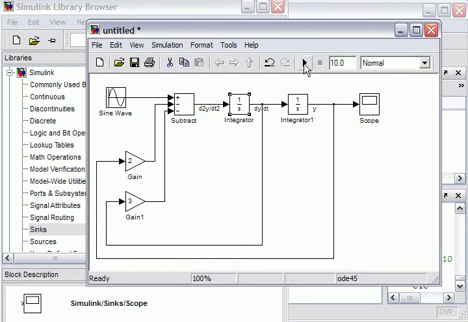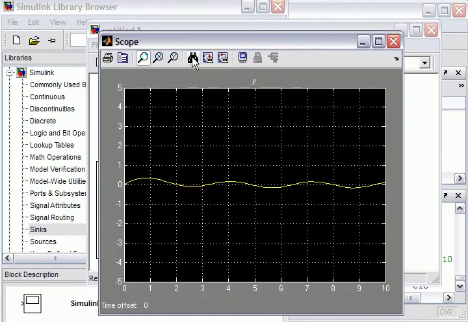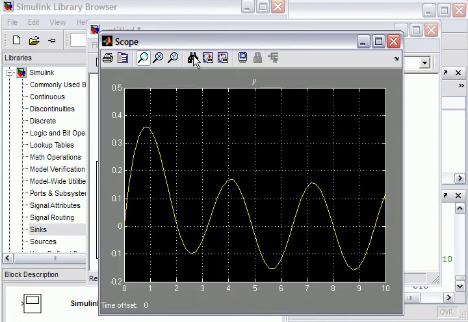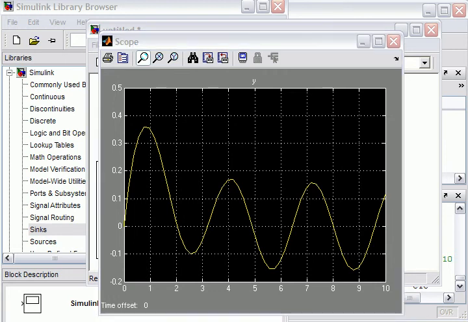Now let's run the simulation. After double-clicking on the scope block and adjusting y-axis with binoculars, we can see a graphical solution to the differential equation. This concludes our tutorial.